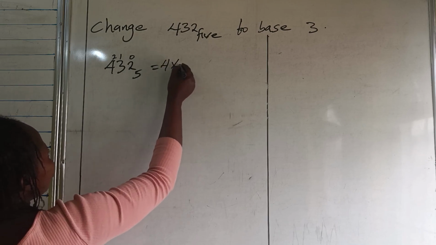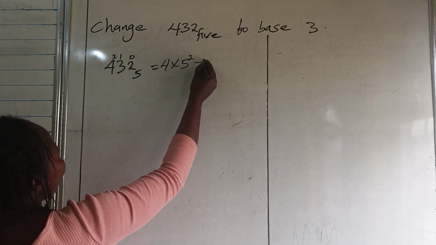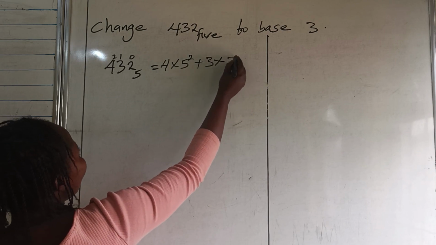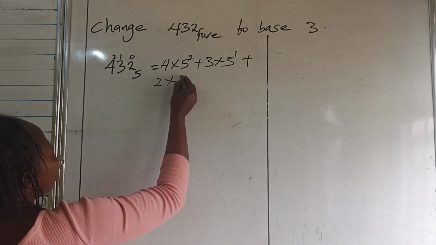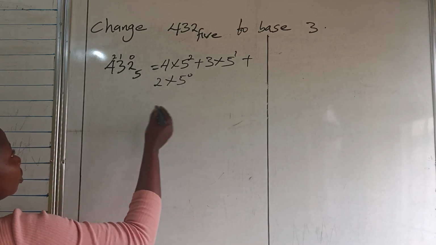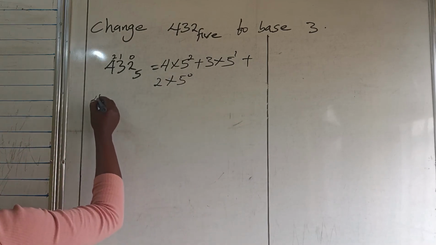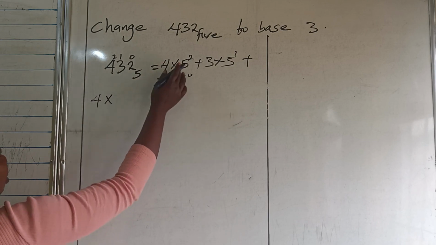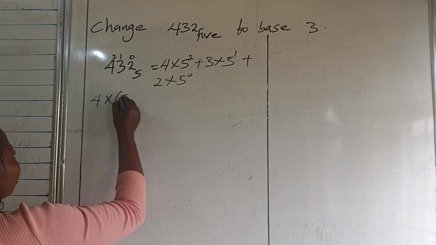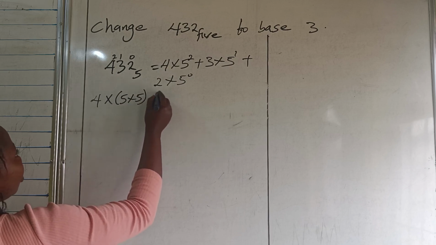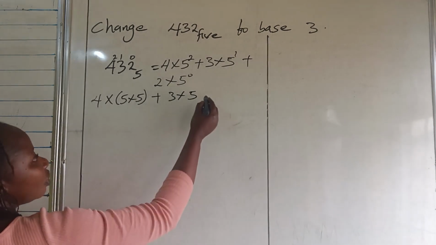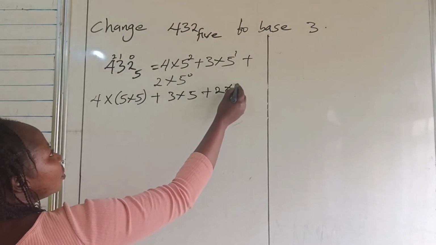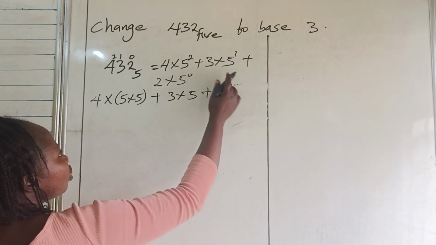So this is 4 times 5 raised to power 2 plus 3 times 5 raised to power 1 plus 2 times 5 raised to power 0. Then we continue the calculation. This is 4 times 5 times 5, that is 5 times 5, plus 3 times 5, 5 raised to power 1 is 5, plus 2 times 5 raised to power 0.